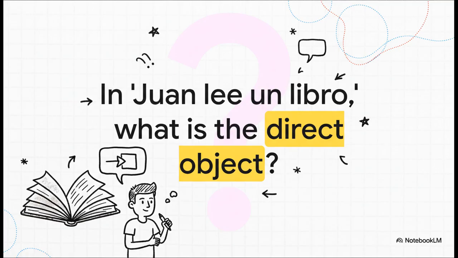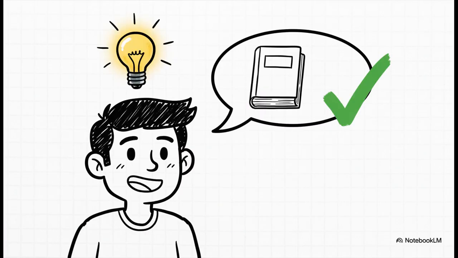Take the sentence, Juan lee un libro. Juan reads a book. So what's the direct object here? Go ahead, ask the question. You got it. It's un libro, a book. It's the perfect answer to the question, what does Juan read? See? Super easy, right? This what or whom question is going to be your secret weapon. It works every single time.